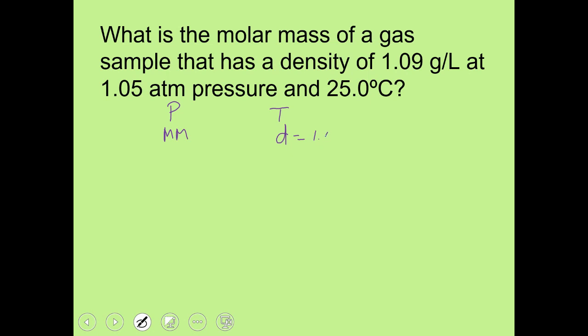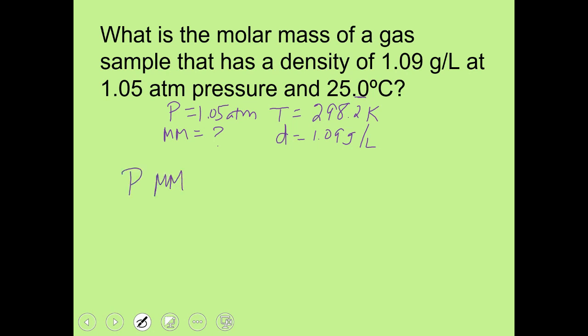So in this one, as I start reading, I've got my density in grams per liter. It has to be per liter because in PV equals nRT, the R value, liters is the unit. 25 Celsius, I have to make that into kelvins. And the pressure is already in atmospheres. And so you can see here the molar mass is the only thing I need to find.